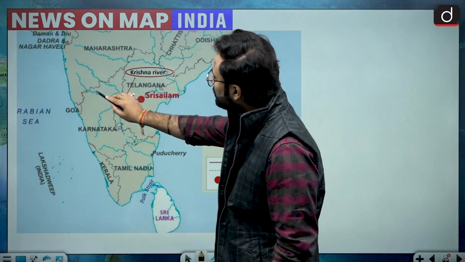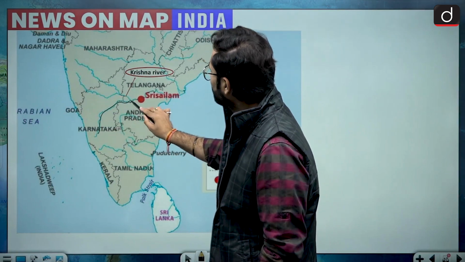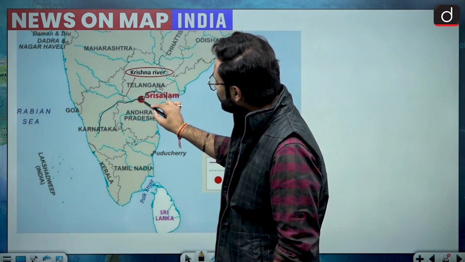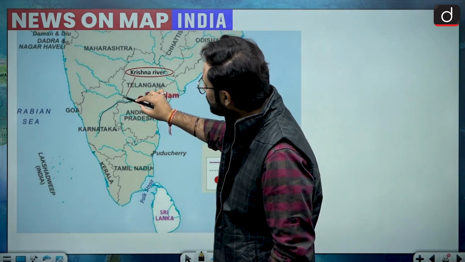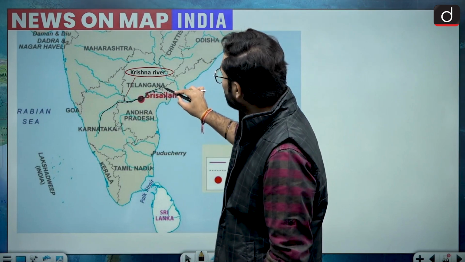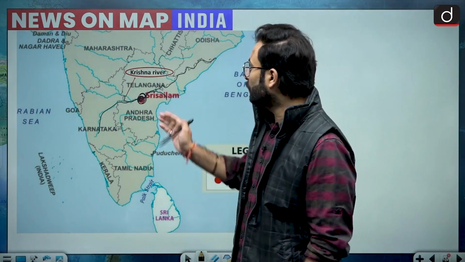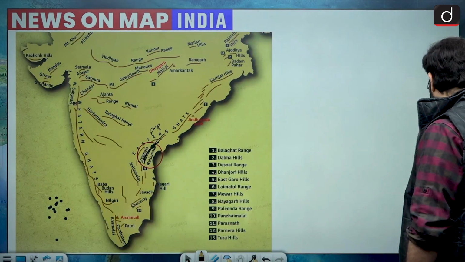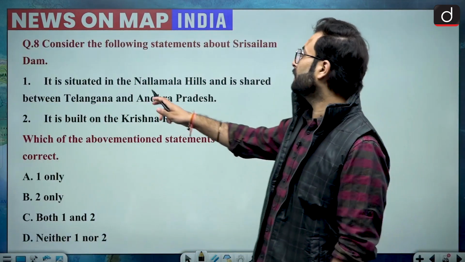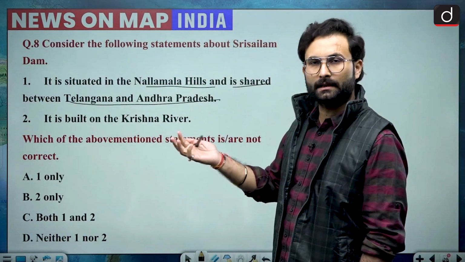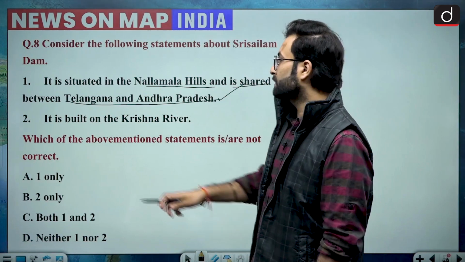So here you can see this is the Krishna river. Okay, and now here on the Krishna river this dam is there, and here you can see this is the boundary of Telangana and Andhra Pradesh. Okay, so we can say that it is on the boundary of Telangana and Andhra Pradesh. Okay, and this is the Krishna river. Okay, so let's see the question again. It is situated in the Nalamala Hills and shared boundary between Telangana and Andhra Pradesh. That is true.